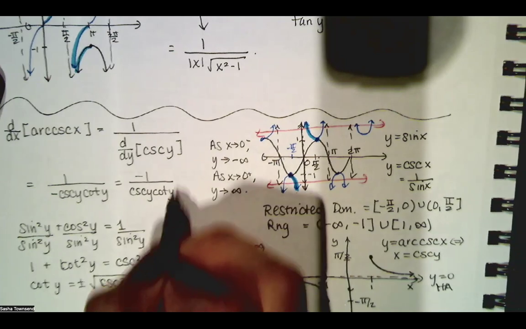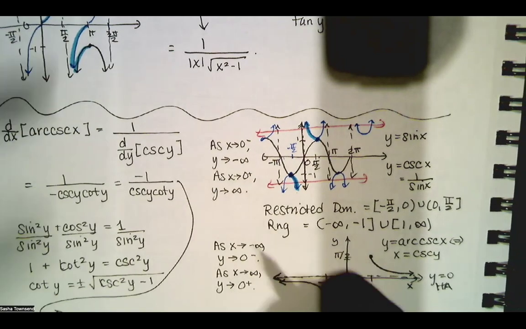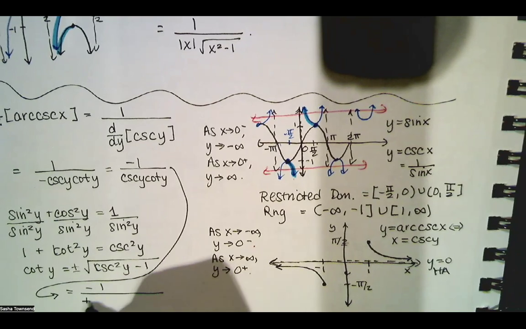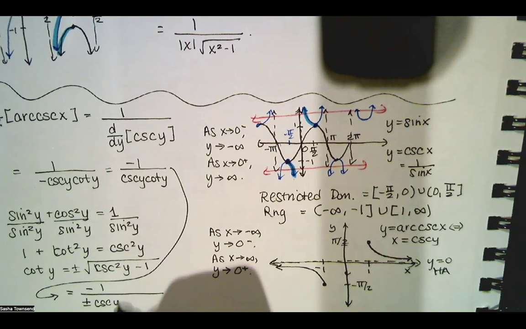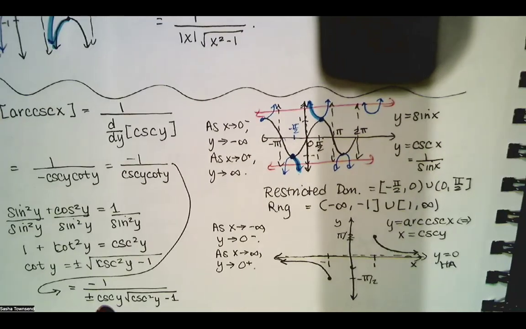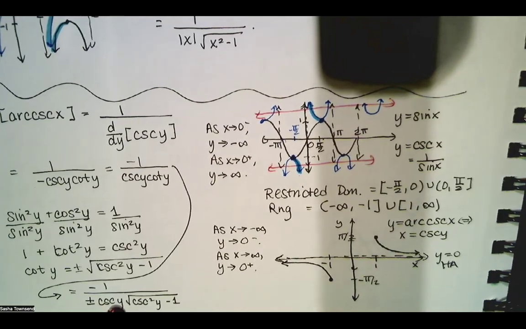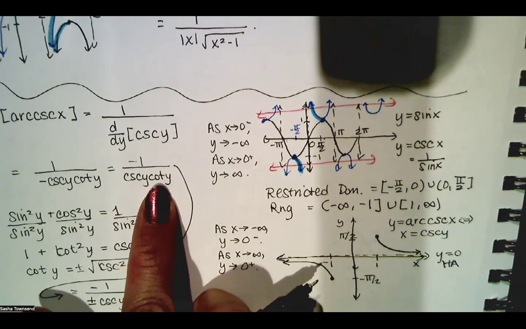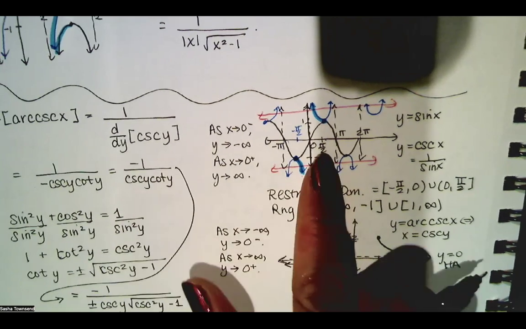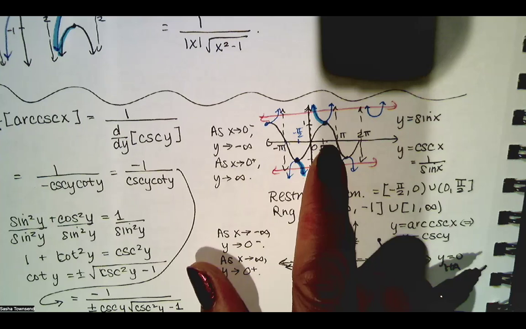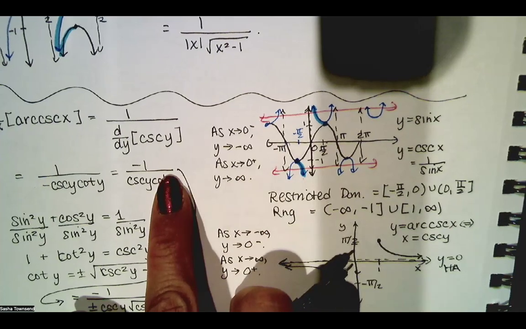So we're going to have here -1 divided by plus or minus cosecant of y times the square root of cosecant squared y minus 1. Now, to figure out what to do with that plus or minus in front of the cosecant of y, we will look at the graphs of cosecant and cotangent on the interval of interest. We've actually already got the graph of cosecant on the interval from -π/2 to π/2, but I'd also like to look at the graph of cotangent.